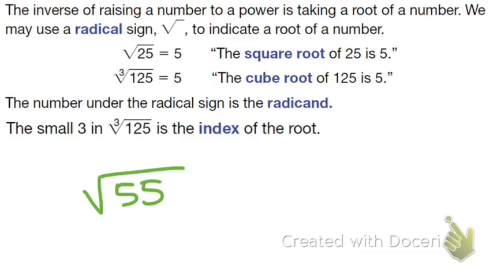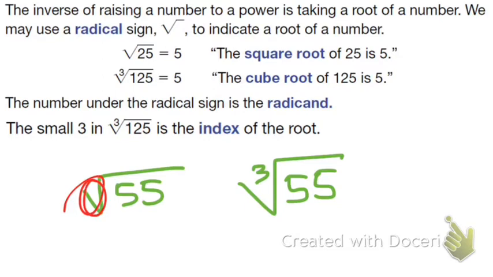Okay, but if we had something like this with a little 3, we would call that the cube root. So if it doesn't have a number, it's called the square root. If it has a 3, it's called the cube root. Okay? The number underneath the radical sign is called the radicand. So in this example, our radicand would be 55, since that's the number inside. Okay, and then the small 3 right here, that's called the index of the root. So the index of the square root would be 2, since we know we're taking the square root.